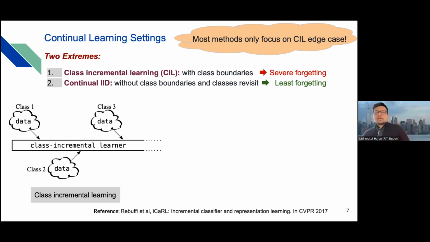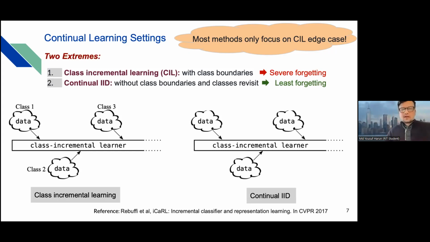But we study this to develop systems robust to the class incremental setting, because it imposes maximum catastrophic forgetting. There's another setup, which we call continual IID, independent and identically distributed, where the data contains an arbitrary number of classes. This does not have the edge distribution of class incremental learning, so it does not impose severe forgetting. It's a kind of easy setup, but in real-world applications, there would be situations where both can appear, or a combination of the two can appear.